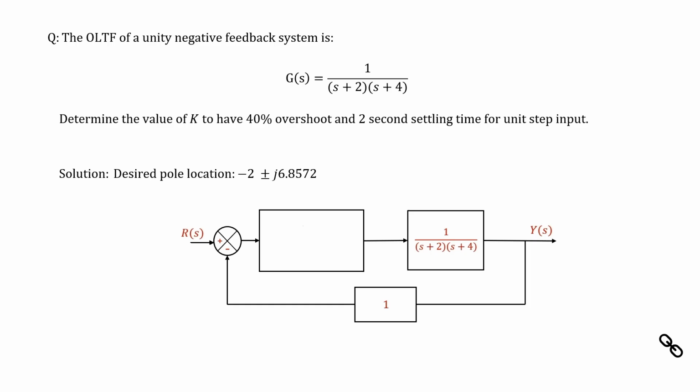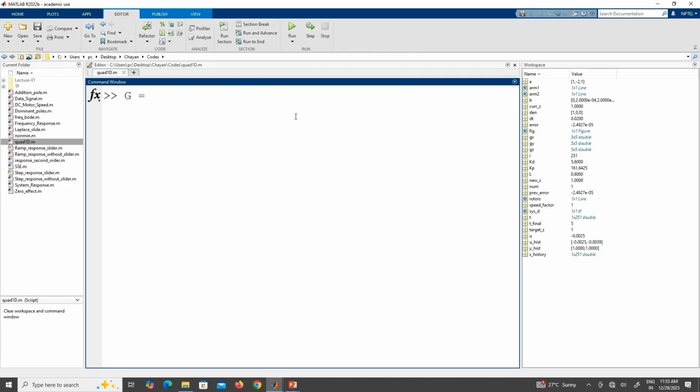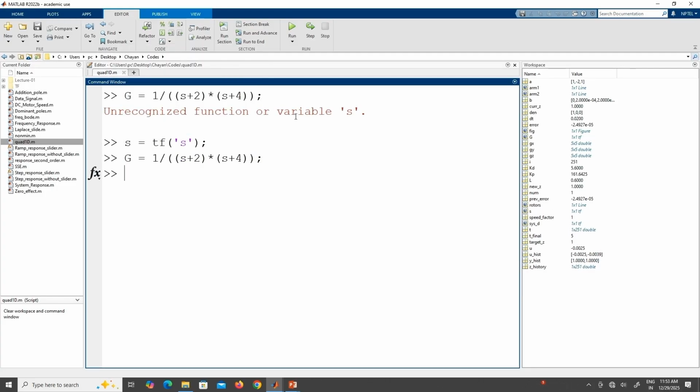So, let us go ahead and try to see how the CSD toolbox helps us in this case. The first thing is that we have to define the transfer function. The transfer function is G equal to 1 by s plus 2 into s plus 4. This is the transfer function, s has to be defined here. Yeah. So, this is the transfer function that we have.